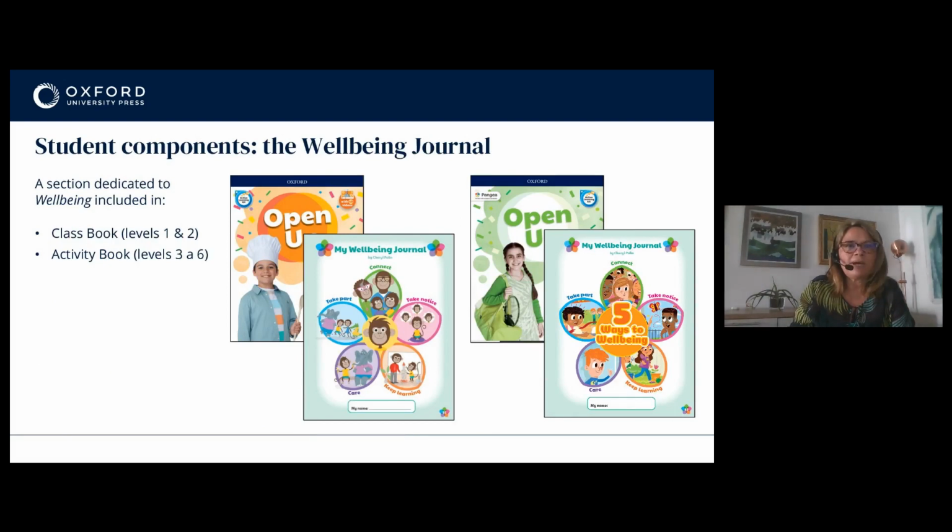We also have My Wellbeing Journal. This is a special component which is included in the class books in levels 1 and 2 and the activity books in levels 3 to 6. It consolidates the well-being focus in Open Up, building emotional awareness and resilience together with language skills. An engaging story highlights one of the aspects of the 5 ways to well-being, and personalized follow-up activities raise awareness of beneficial well-being practices and techniques.